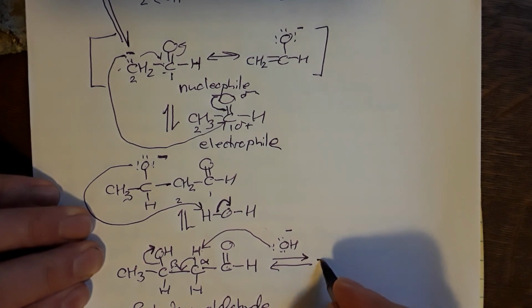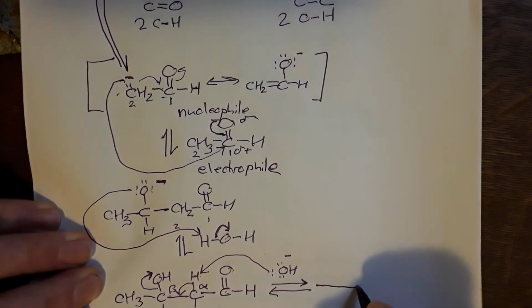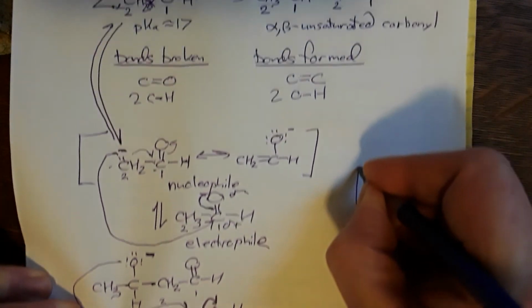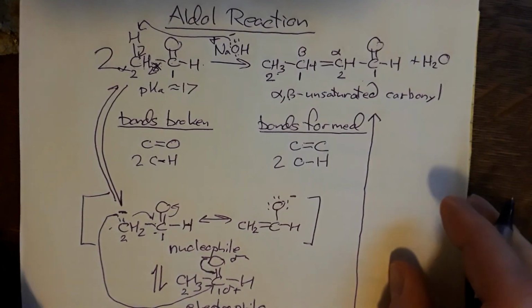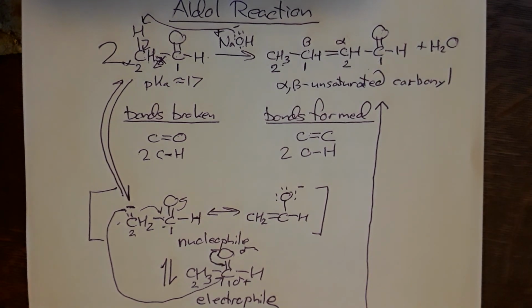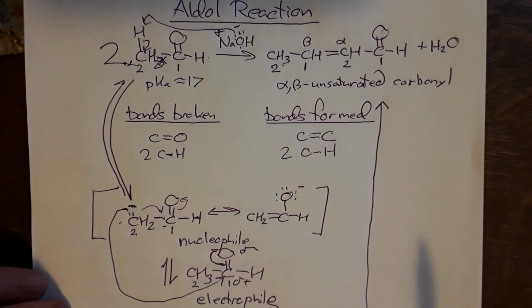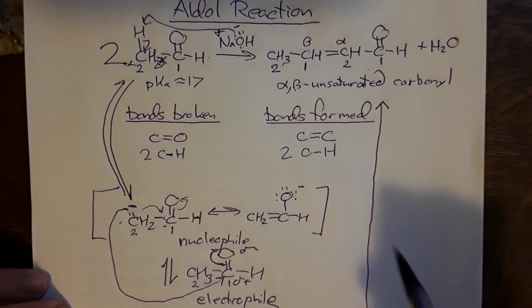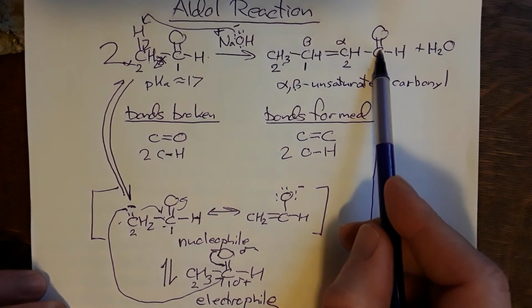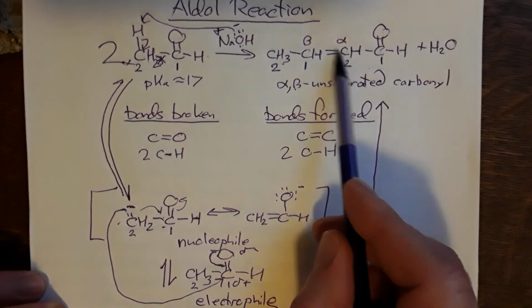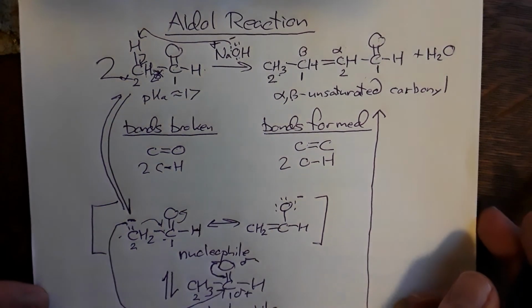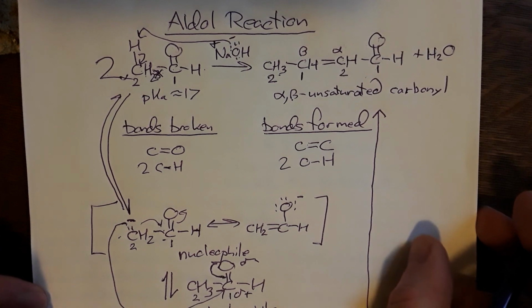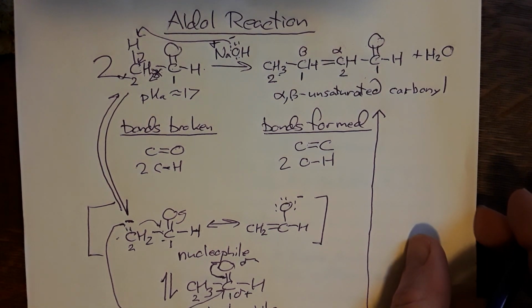So I'm drawing an arrow. This is our equilibrium arrow, but it's going all the way up here now to give you the final product, which is an alpha beta unsaturated carbonyl. So this is an aldol reaction, and every product of an aldol reaction in the end, after losing a molecule of water, is going to have a carbonyl and then a double bond between the alpha and beta carbons. Okay, we've looked at the most simple example of this, and we will move on in the next video to a more involved one.